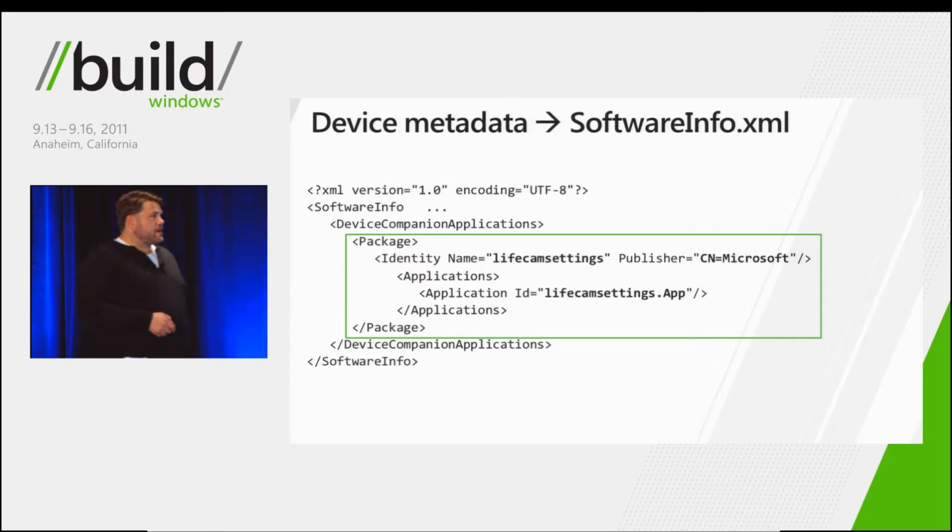And finally, here's that new section I mentioned a moment ago. It's pretty simple. What this does is it represents the name of the application in the store that is the companion app or the Metro-style device app for this device. So there's its name. In this case, the publisher happens to be Microsoft. The application ID, just like we talked about earlier. And that's it. That's what's required to bind these things together.